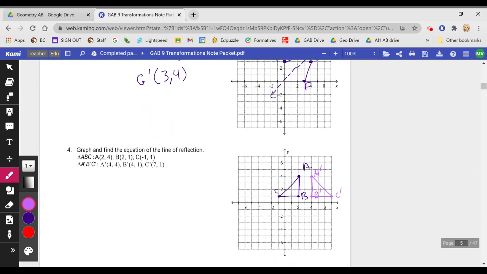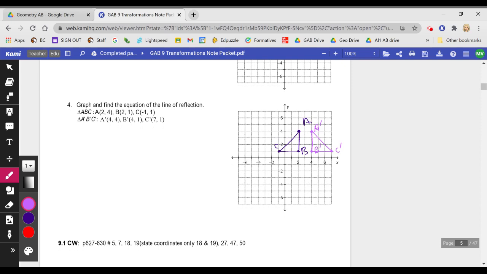Now, when I do 4, this says to graph and find the equation of the line of reflection. So what I've done is I graphed both. Now I'm looking for the equation of the line of reflection. Well, I can see that AB and A prime B prime are both vertical lines, which means my line of reflection is going to be the vertical line in between, which is the equation x equals 3, so that it's the perpendicular bisector of all the points. So that is x equals 3.